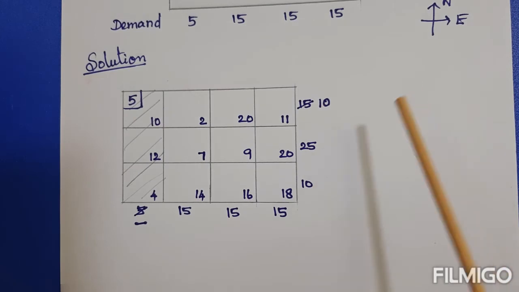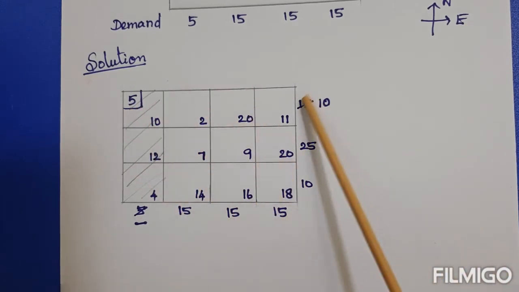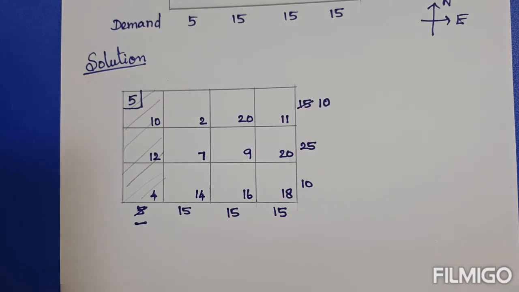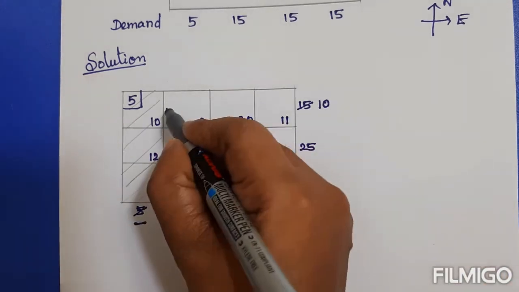Suppose this becomes empty, then we have to cross out this row. Now once again we have to find out the northwest corner cell among the remaining cells. These are the remaining cells. Now we have to find out the northwest corner cell. This is the northwest corner cell.